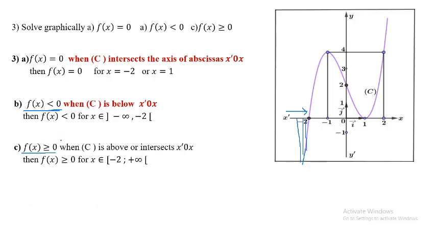Now solve f of x greater than or equal to 0. F of x greater than or equal to 0, as we mentioned before, is well verified whenever C is above or intersects x prime x. Now look at the figure. It is very clear. In this part, C is above. In this part, also C is above. In this part, also C is above. At x equals minus 2, there is an intersection. Also at x equals 1, there is an intersection.